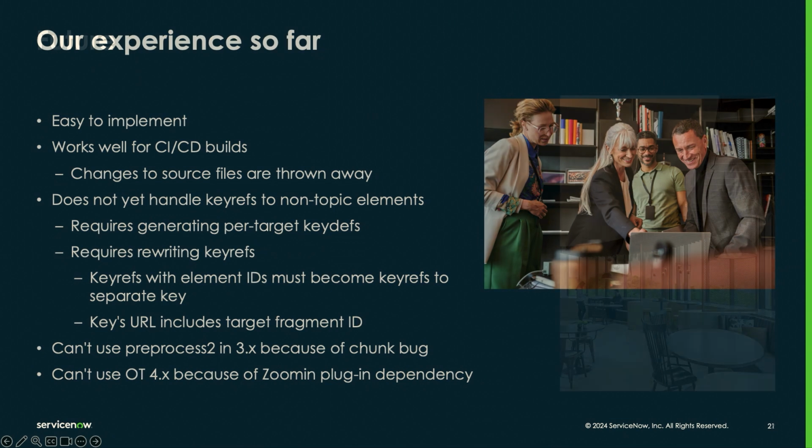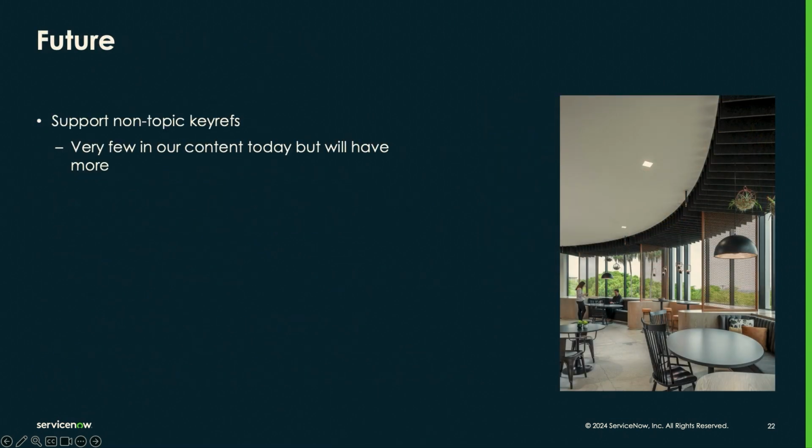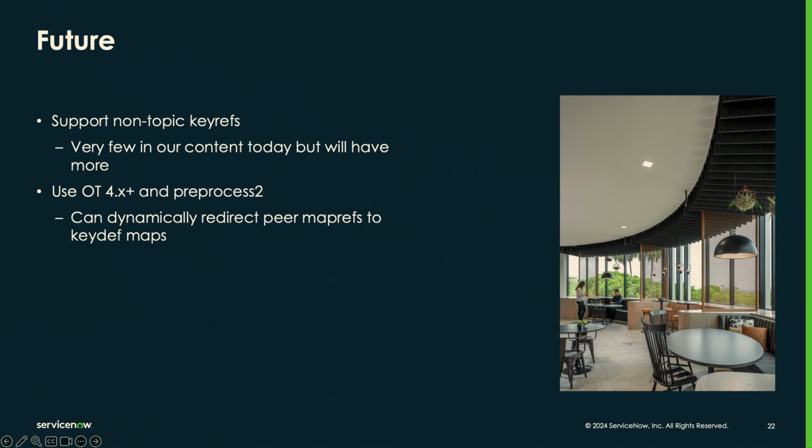All right, so what's the future? So support non-topic key refs. We don't have very many in our content. I think we only had like 14 last time I counted out of 50,000 topics, but we're going to have more. And then move to OT 4.x and preprocess 2. If I do that, then I can be more dynamic, and I don't have to do this rewriting of the peer map refs. I can just do that magically in XSLT, but I'm not there yet.